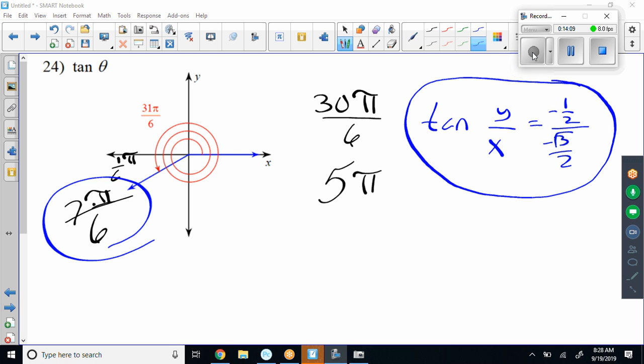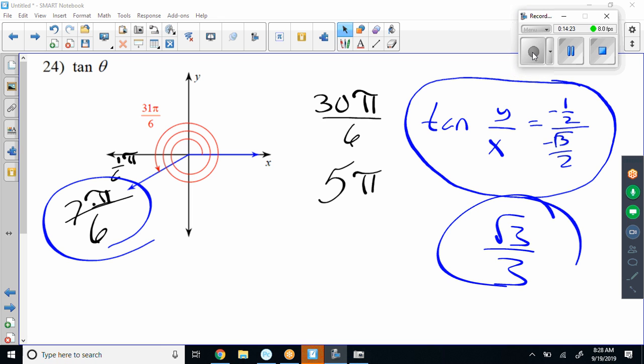All right. So what that should, if my brain is right, that's a negative square. No, that should be a positive square root of 3 over 3. Yes? So it comes out to be square root of 3 over what? 3. Yes or no?